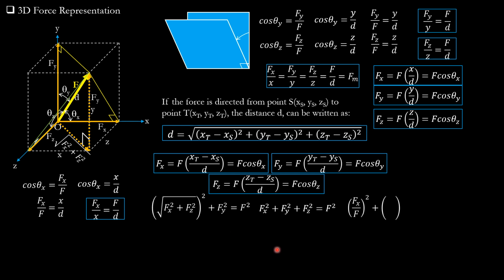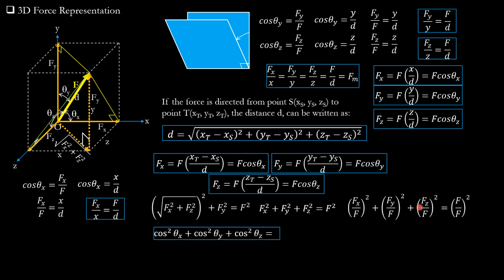Divide everything by F squared. So Fx over F quantity squared plus Fy over F quantity squared plus Fz over F quantity squared equals F over F quantity squared. We note that this is cosine theta x, so cosine theta x quantity squared, or simply cosine squared theta x, plus cosine squared theta y plus cosine squared theta z equals 1.